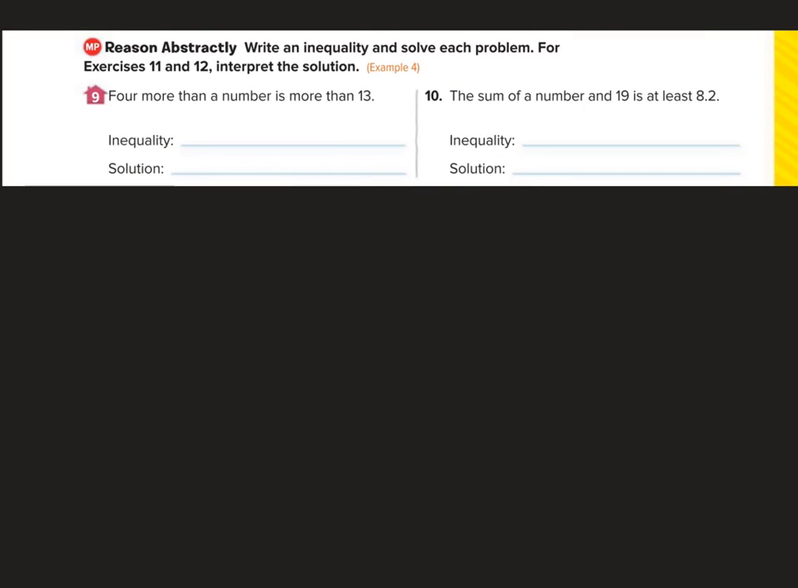Number 9 says, write an inequality and solve each problem. For exercises 11 and 12, interpret the solution. So we're not going to worry about 11 and 12, we're just doing number 9.